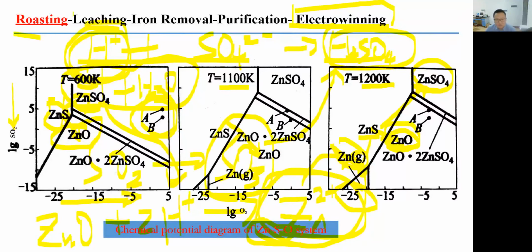So with this roasting process, we can make a conclusion. We are producing two important products. One is zinc oxide, and another one is sulfur dioxide. And zinc oxide will be used for following stages, and sulfur dioxide can be used for the production of the commercial product of sulfuric acid. So this is the analysis of this chemical potential diagram of the zinc, sulfur, and oxygen system.